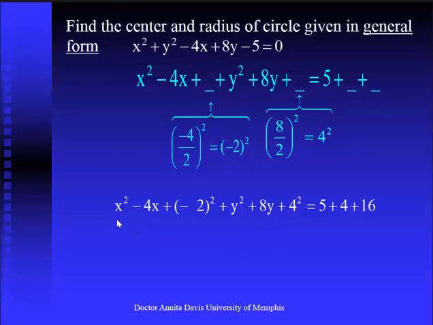So now the equation looks like this. And we know that this is equivalent to the square of x minus 2, and this is equivalent to the square of y plus 4, and this is 25. So now we have the equation of the circle. The center is (2, negative 4), and the radius is 5.